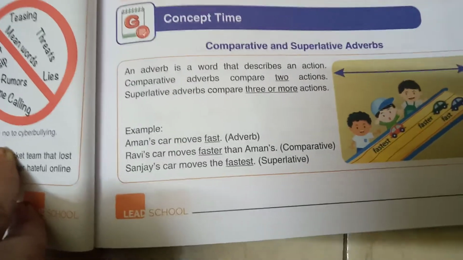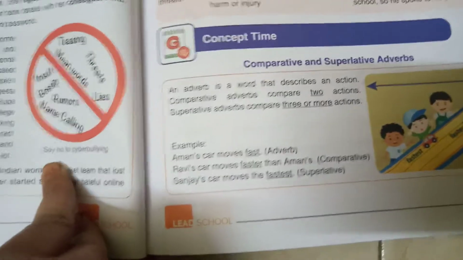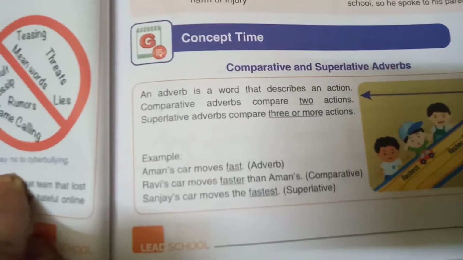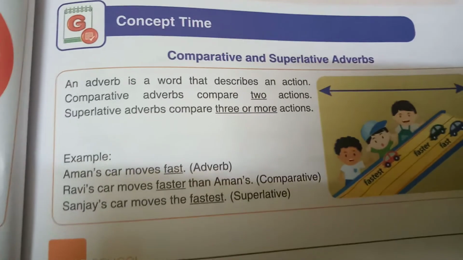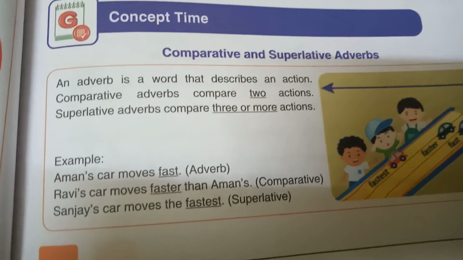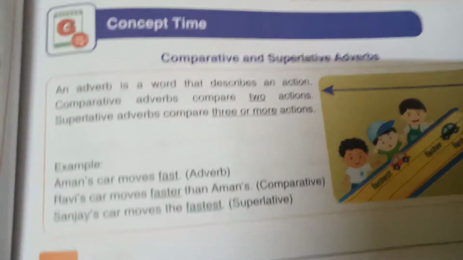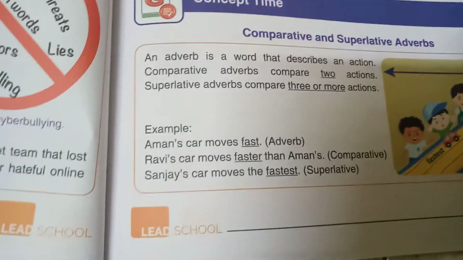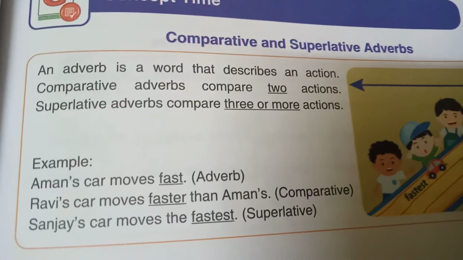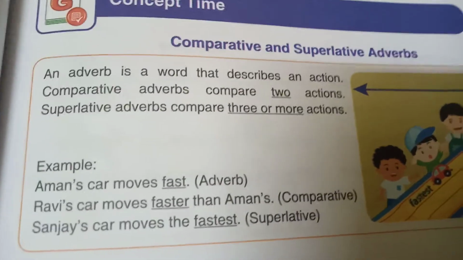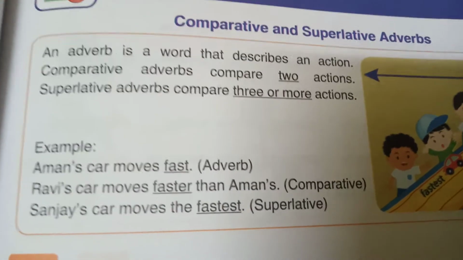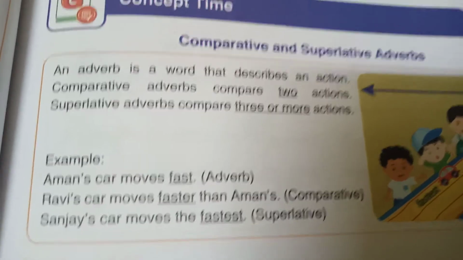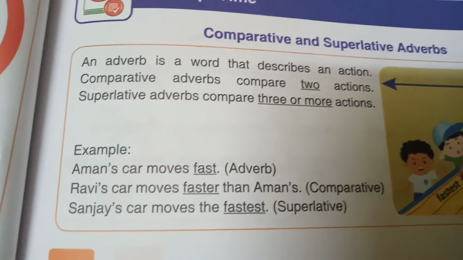Next concept time is comparative and superlative. Do you all know what an adverb is? Action words are verbs and describing an action is adverb. So an adverb is a word that describes an action. Comparative adverbs compare two actions. When you are comparing the action of two people, what will you have to do? Yes, you have to use comparative degree, comparative adverbs. That is, Ravi's car moves faster than Aman's.